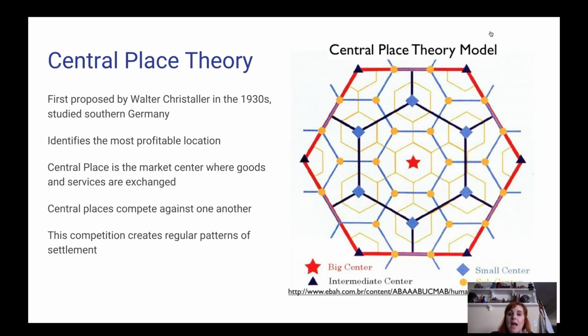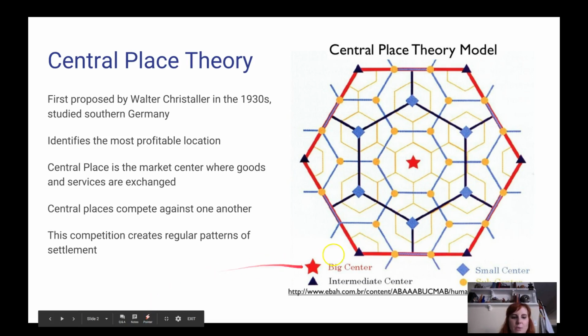So whereas Alfred Weber's model looked at the most profitable location for manufacturing or some kind of industry, this looks at the most profitable location for a service. Okay, so the central place is the market center. Let me get my pointer here. It is the market center where goods and services are exchanged. For this one, our star is the big center. So our big market center.